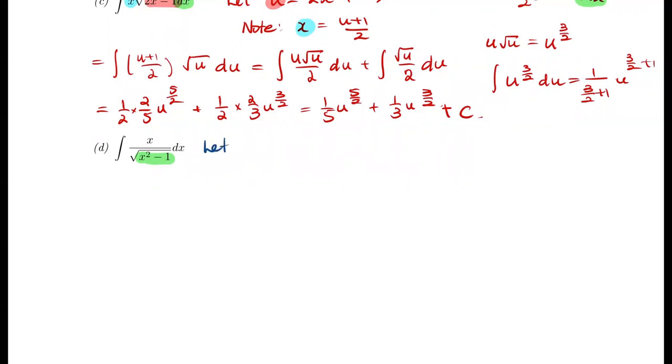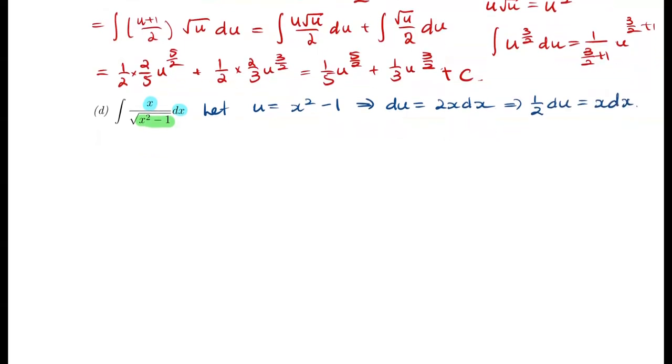So let u be this x squared minus 1. So that means du is 2x dx. And so we're going to bring the 2 to the other side since we only just want x dx here. So that means half of du is equal to x times dx.